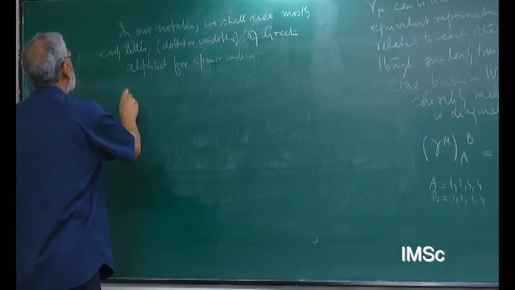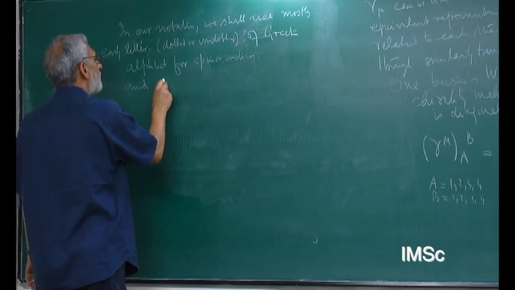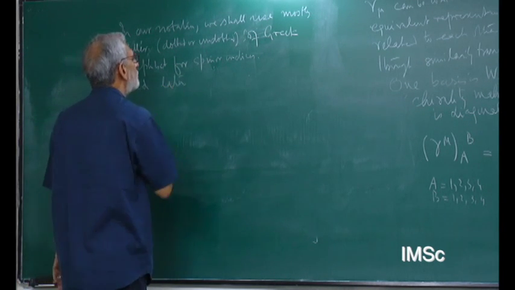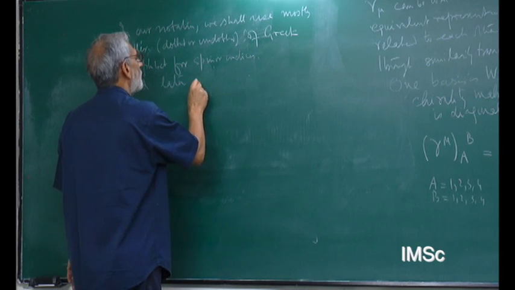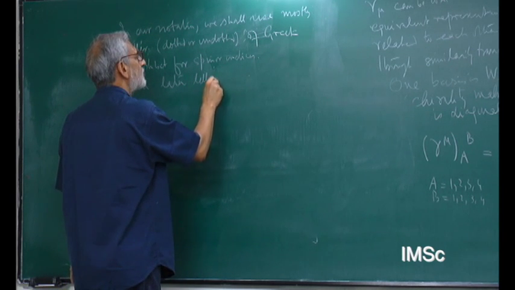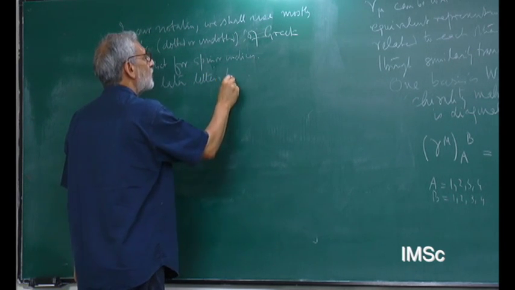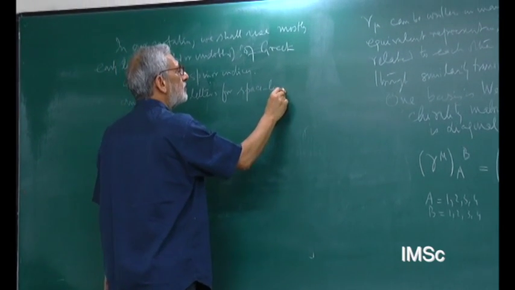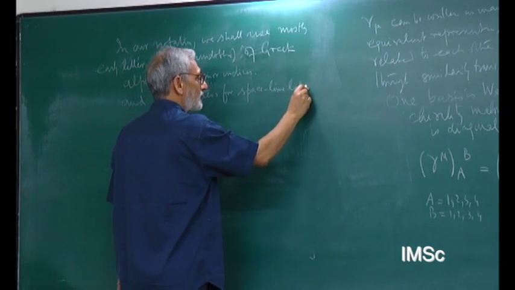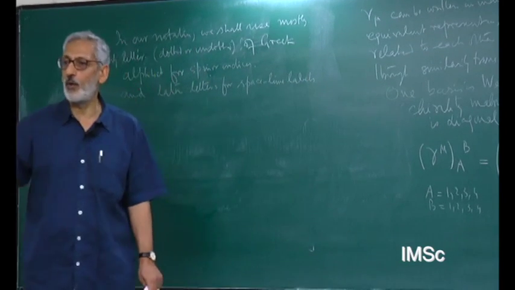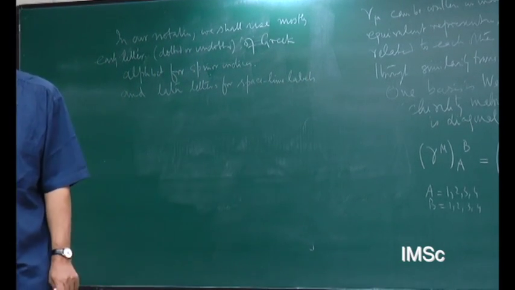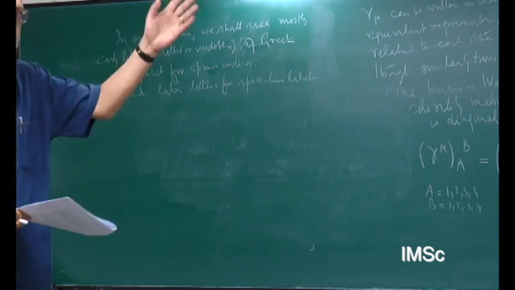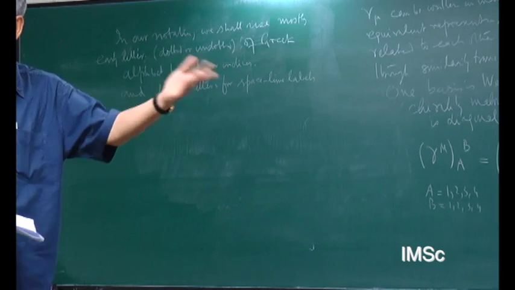And later letters for space-time labels. That is mu, nu, lambda, rho. Because we have so many things around, let's make this distinction.